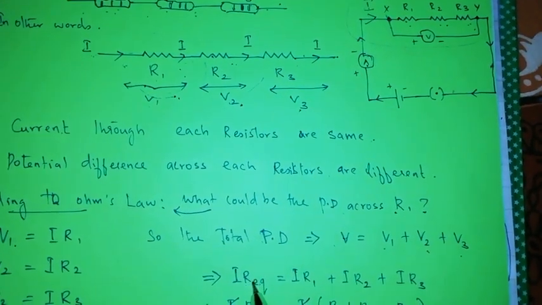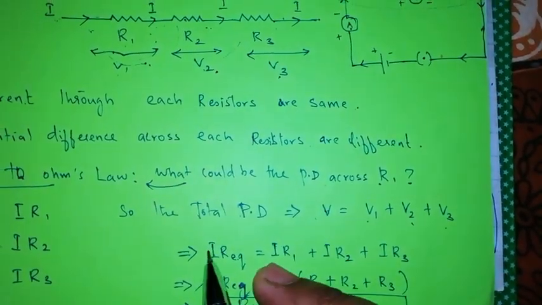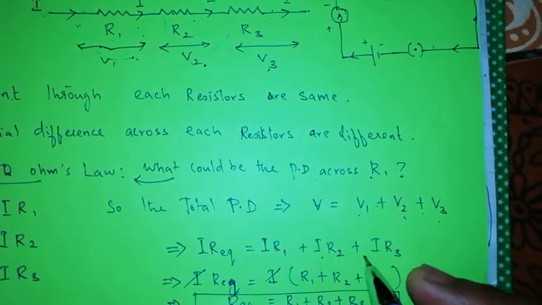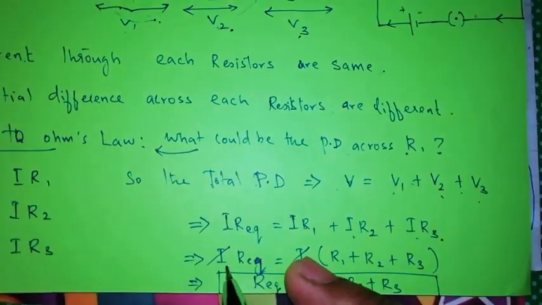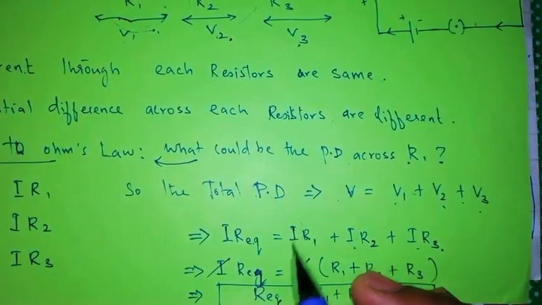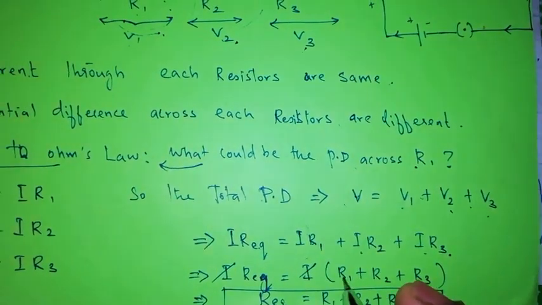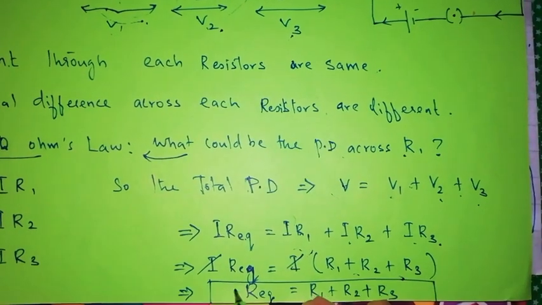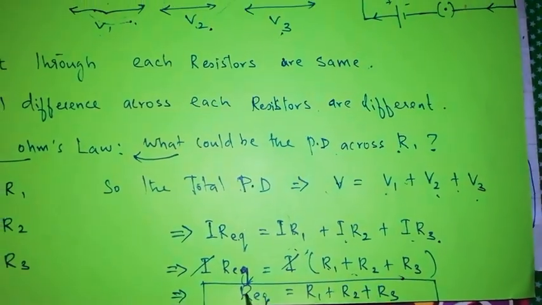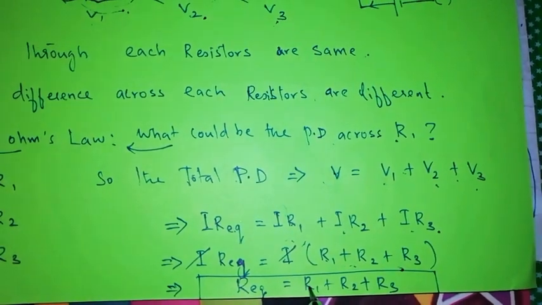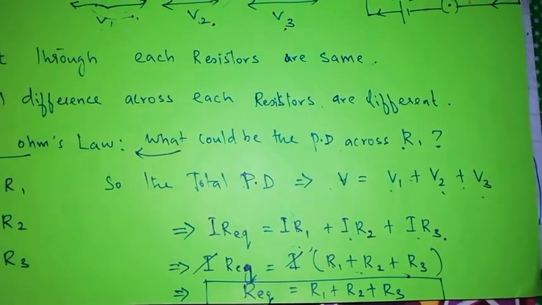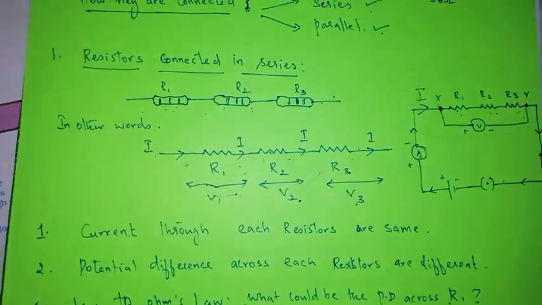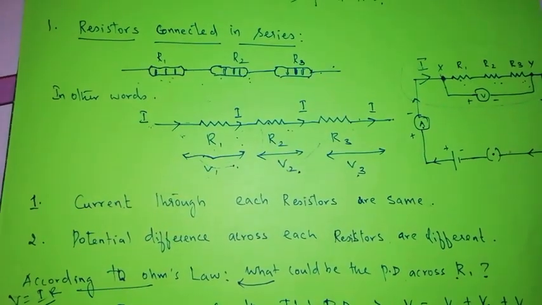That means the net resistance of the circuit: I R equivalent is equal to IR1 plus IR2, and for V3 it is IR3. If I take I common, I get I times R1 plus R2 plus R3. So I from both sides gets cancelled. So the equivalent resistance is equal to R1 plus R2 plus R3. This is what happens when the resistors are connected in series.